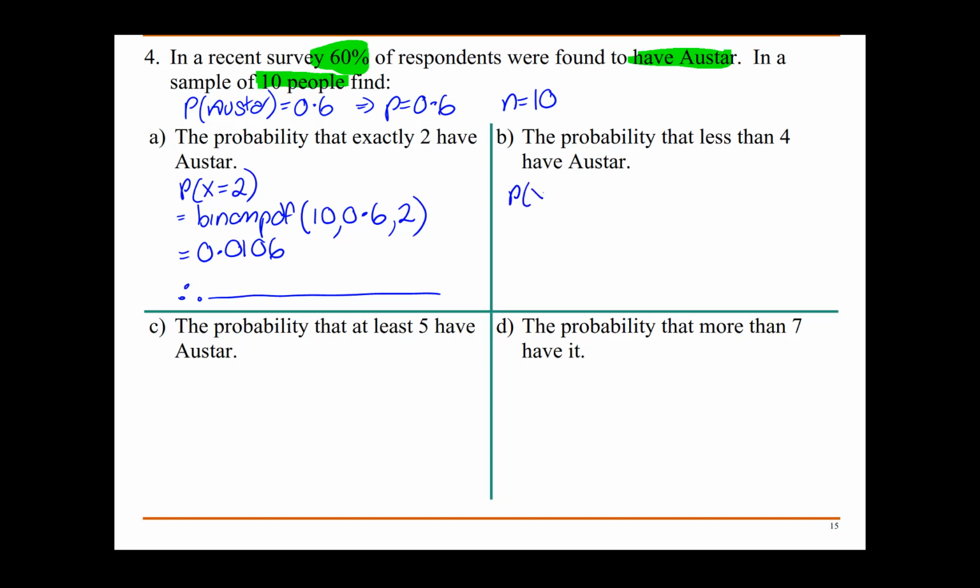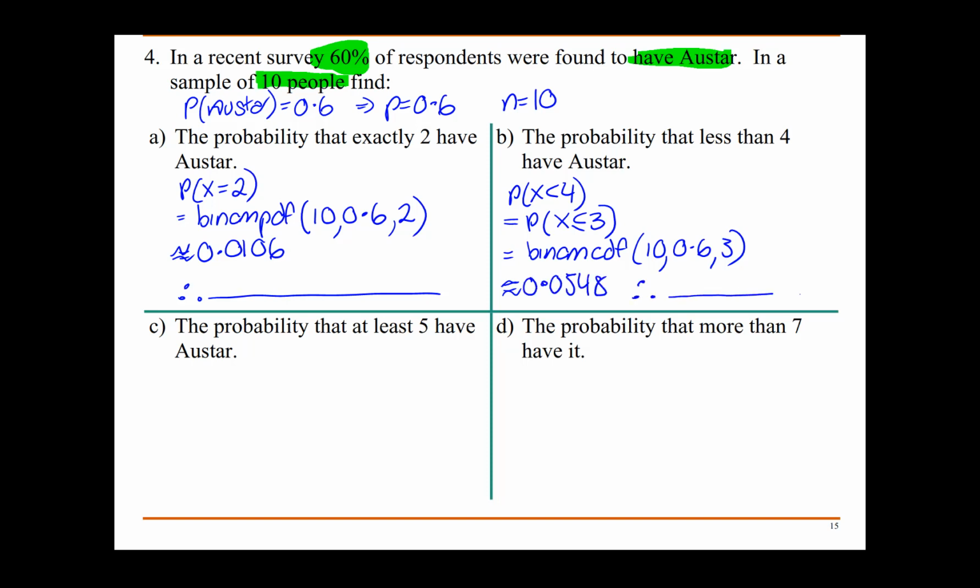So the probability that x is less than 4 is going to equal the probability that x is less than and equal to 3. Remember, we need the less than and equal to go to our calculators. So that's going to be my binom CDF 10, 0.6, 3, which is going to be, again, these should be approximates, 0.0548, and we'd finish with, therefore, approximately 5.48% chance that less than 4 people have OzStar.